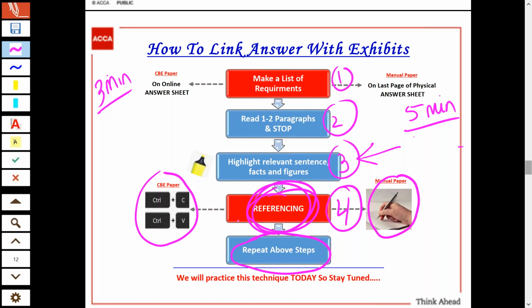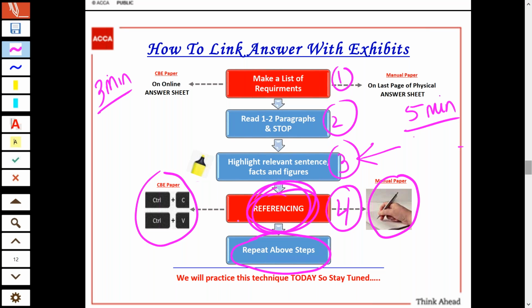Let me give an example. If question number 1 says, analyze the external environment using PESTEL, then I know that I need to look for PESTEL factors, which is political, economic, social, and so forth. So when I'm reading the case, wherever I see something about PESTEL, like political information or something about economy, something about social, I would definitely underline or highlight it, correct? But that's not enough. I should also write question number 1A in front of that paragraph. So when you write a question number or a reference, that is what I call referencing.